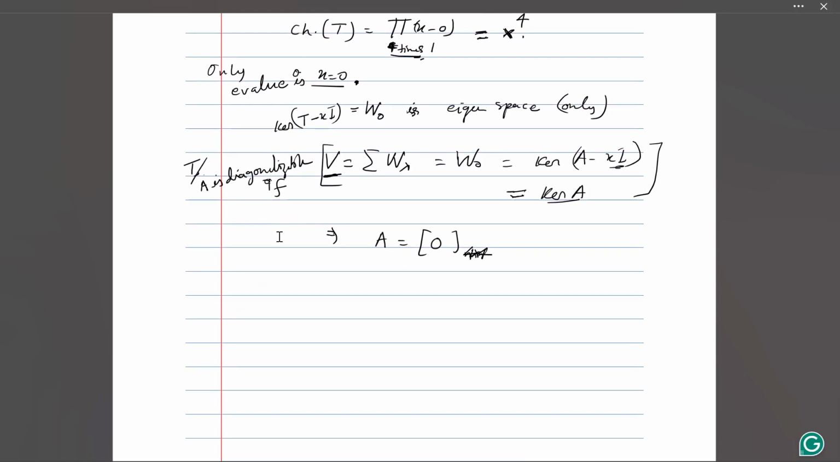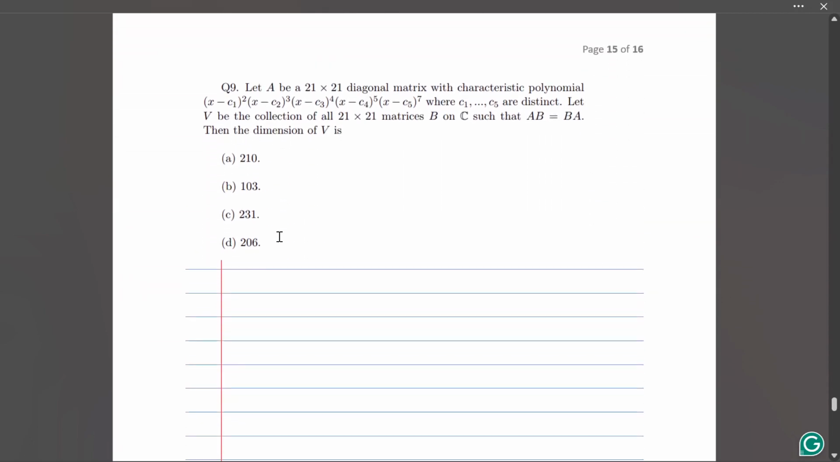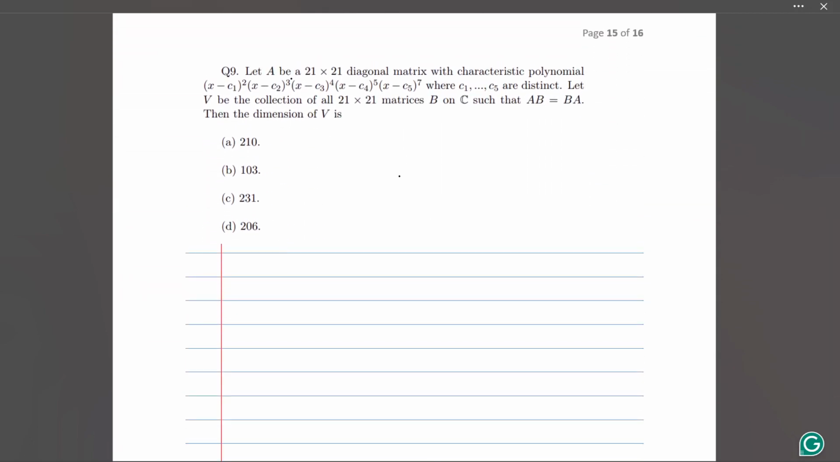Okay. So I suppose you understood. Next, I'm going to the next question, question 9. We have 10 more minutes. A is a 21 cross 21 diagonal matrix. Something like this: C1, C1, two times, then C2, C2, C2, three times, then C3, three times, and so on. I'm not writing it all; everywhere else is 0.